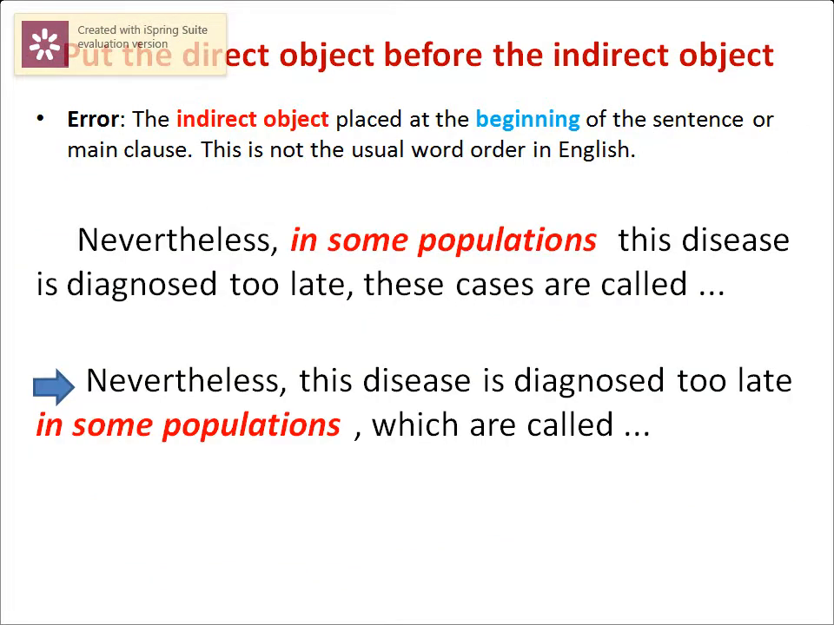Don't put the indirect object, in red, at the beginning of the sentence or main clause. This is not the usual word order in English. In example 01. Nevertheless, in some populations, this disease is diagnosed too late. These cases are called. The basic sentence is this disease is diagnosed too late. In some populations is placed at the beginning of the basic sentence. It is a mistake. Do not put the indirect object at the beginning of the sentence. The correct sentence is nevertheless, this disease is diagnosed too late in some populations, which are called.